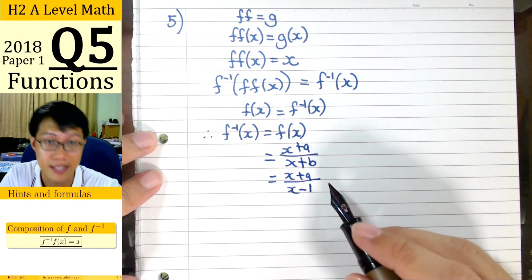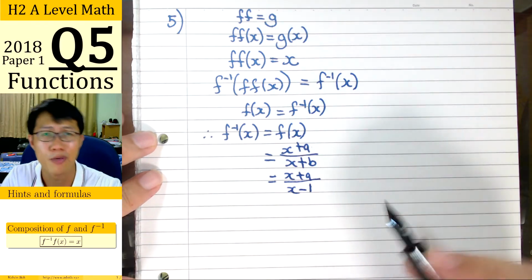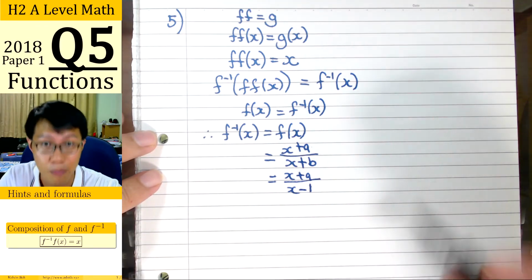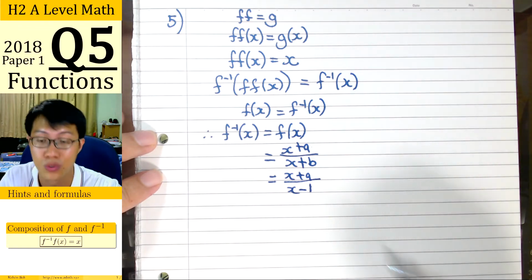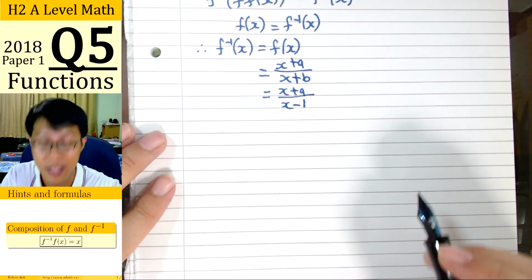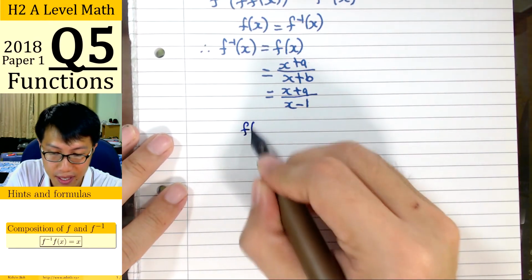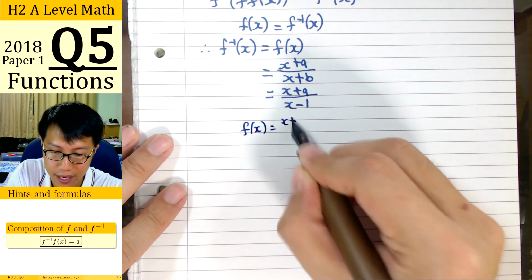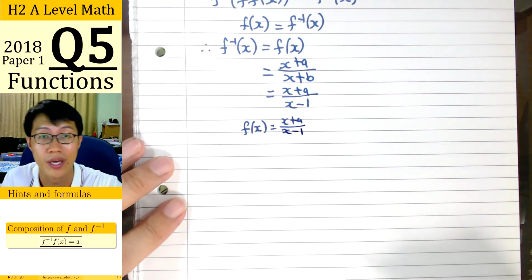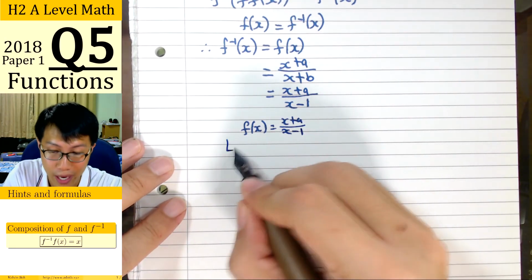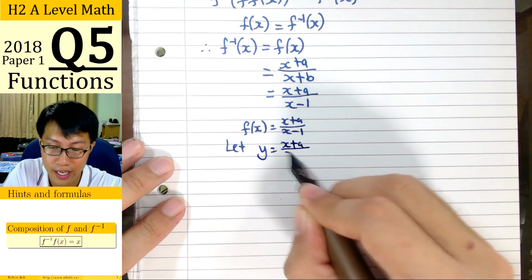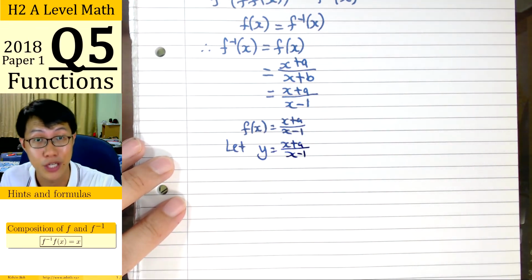However, if we can't spot such tricks, we can also approach this sort of question with the standard approach to find inverse functions. So let's try that out to see that we will indeed arrive back at this answer. So for the alternative approach, we have that f(x) is equal to (x plus a) over (x minus 1), since b is minus 1. So what's the usual way to find inverse functions? We can let y be f(x), which is (x plus a) over (x minus 1), and proceed to make x the subject. So how do we do that?